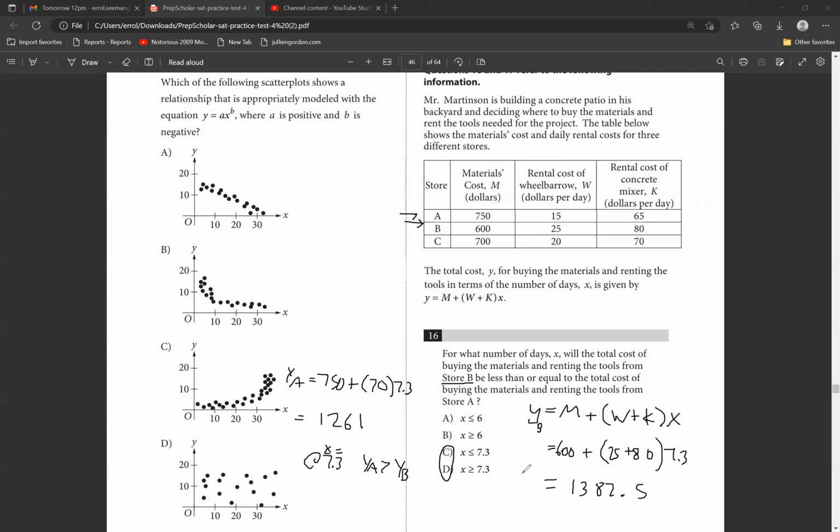For what number of days will the total cost of buying the materials and renting tools from store B be less than A? Less than or equal. Would it be A? Wouldn't it be this one? At x equals 6, they're both equal to each other, right? For what number of days will the total cost from B be less than or equal to the total cost of buying the materials and renting tools from store A?